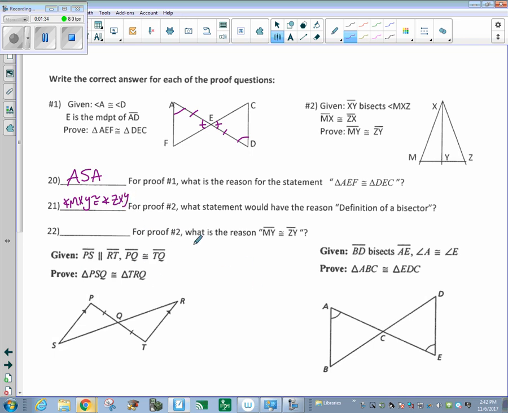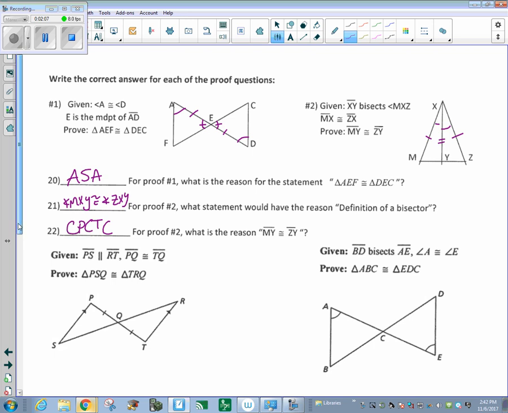And then for the proof, what is the reason that MY is congruent to MY? Well, we would have to go through knowing that this angle was congruent to that angle, and we know that this side is congruent to itself, and that XZ and ZX are congruent. Then we would have this triangle is congruent by side angle side, and then once the triangles are congruent, we can use the corresponding parts of congruent triangles are congruent, or CPCTC, to prove that MY and YZ are congruent to one another.